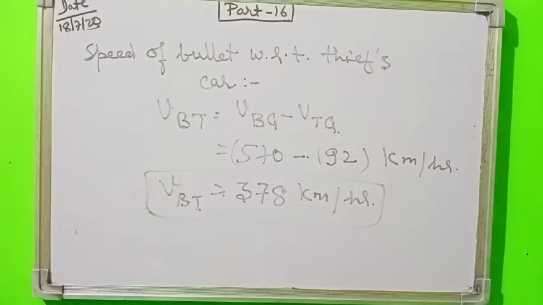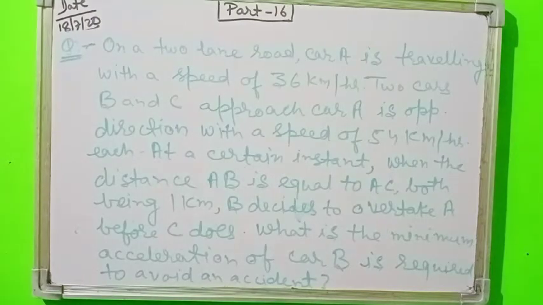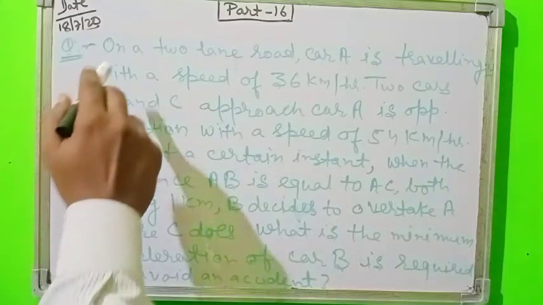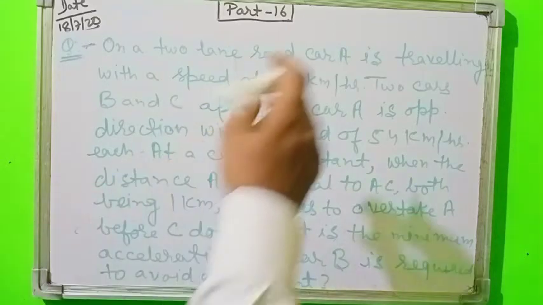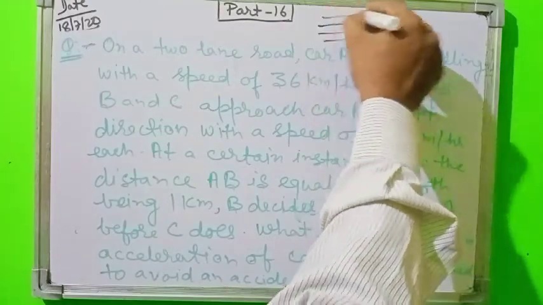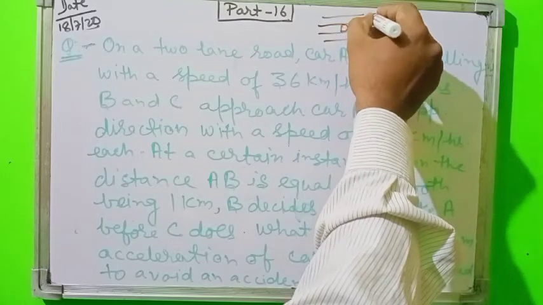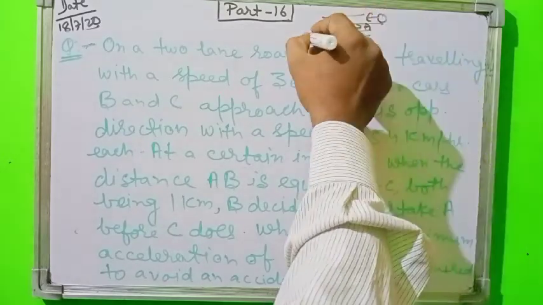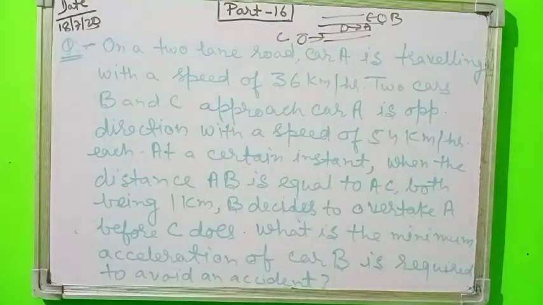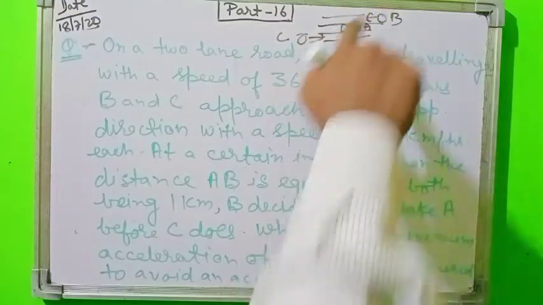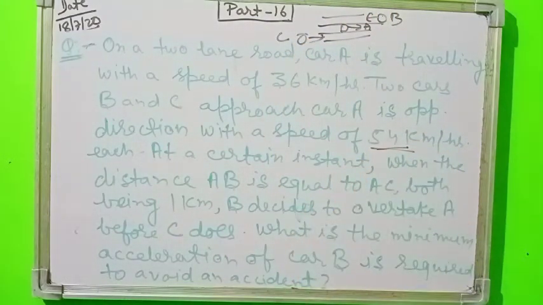Now moving to the next question. Dear students, there is a question. Look at the question. On a two-lane road, a car A is traveling with a speed of 36 km per hour. Two cars B and C approach car A in the opposite direction. This is a two-lane road and car A is moving in this direction. This is car B and this is car C. Both B and C have a speed of 54 km per hour.